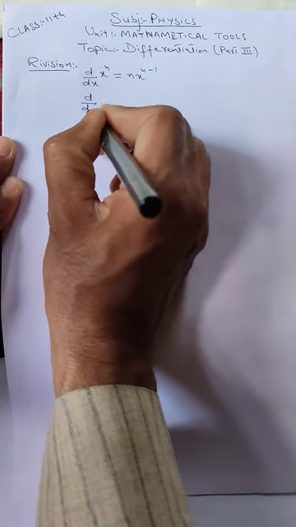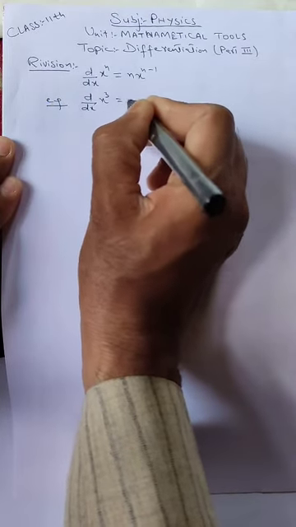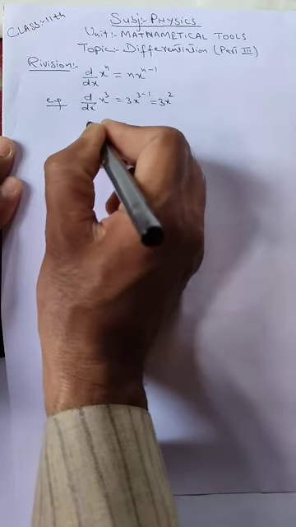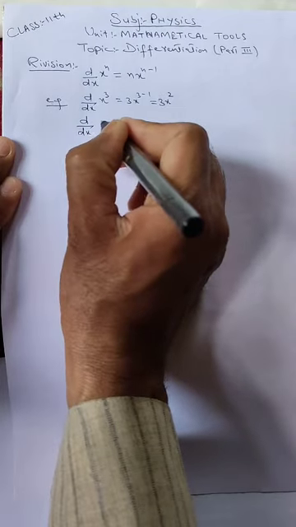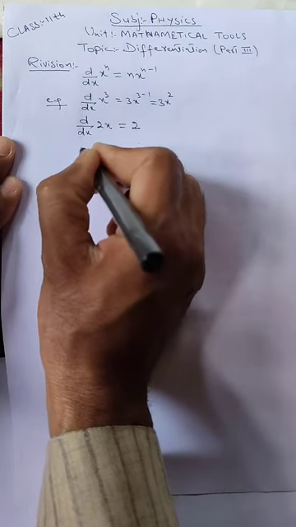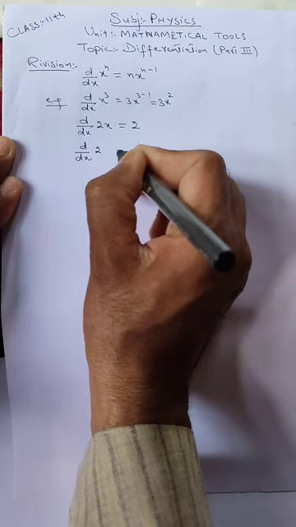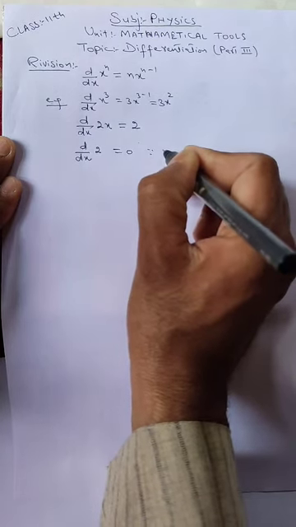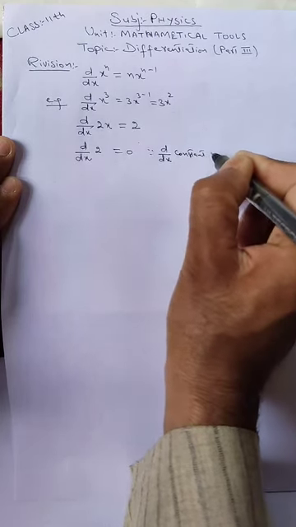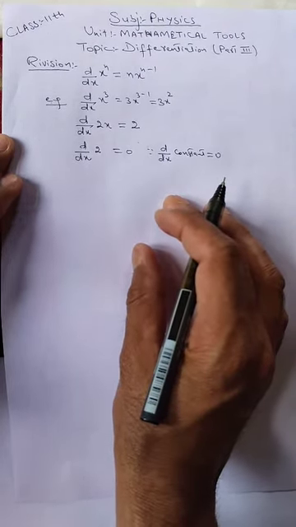Let me take, for example, d by dx of x^3, it will be 3x^(3-1), so it is 3x^2. If it is d over dx of 2x, we observed in the previous class that it comes only 2. Okay, d over dx of any constant, for example 2, is 0, because d over dx of any constant term is always equal to 0. Okay, so these are the things upon which we worked.